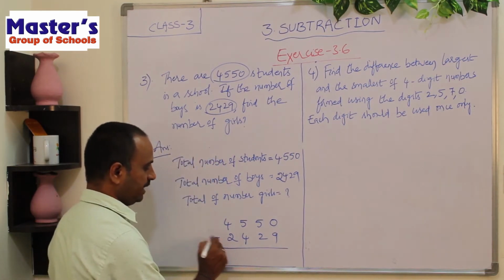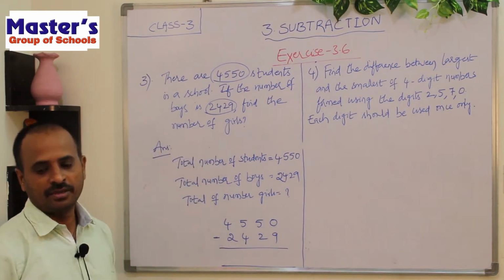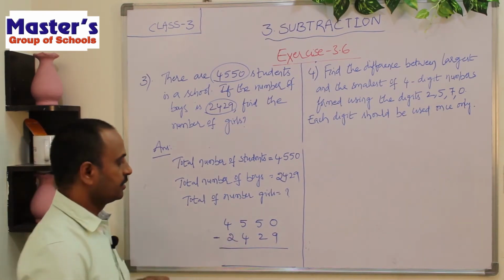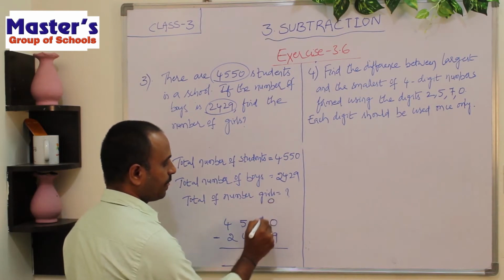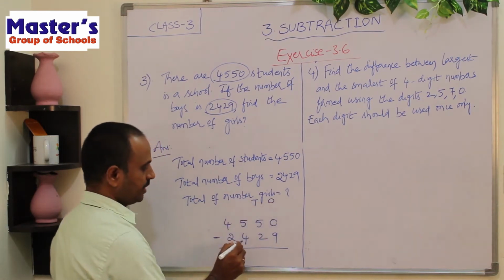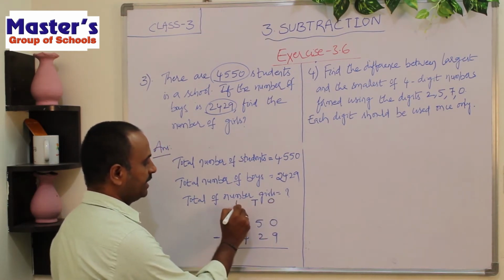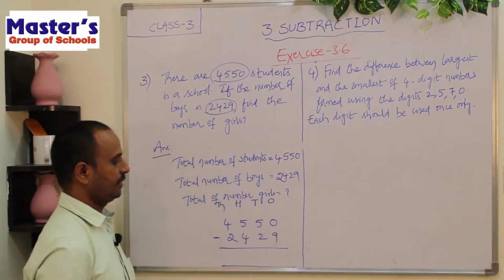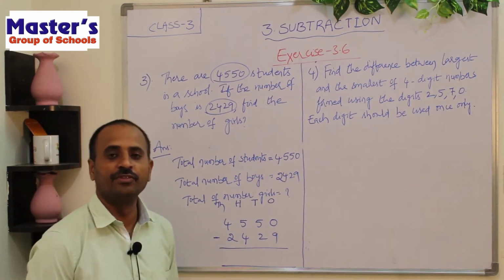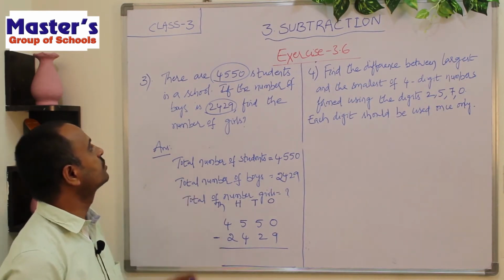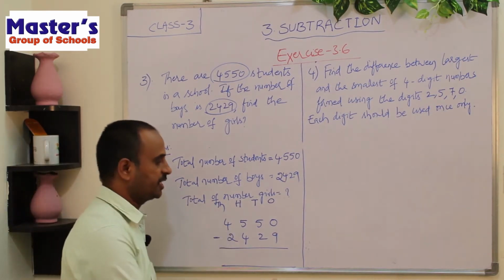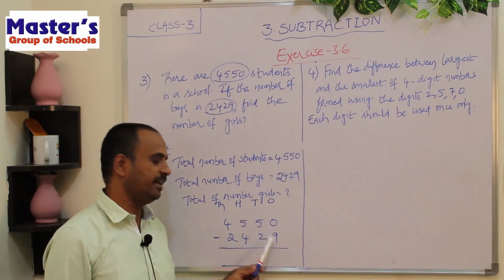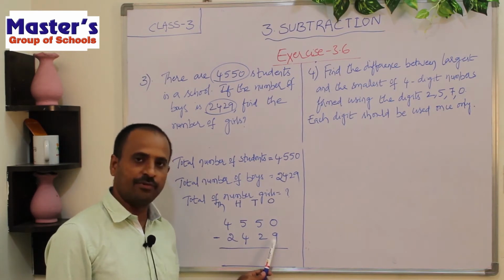Now do the subtraction here. Put the symbol minus. Minus means subtraction. And also write the places. This is the ones place, this is the tens place, 5 and 4 are present in the hundreds place, 4 and 2 are present in the thousands place. Now do the subtraction, then we will get the total number of girls in that school. Let us start subtraction from the ones place. What are the digits present in the ones place? 0 and 9.